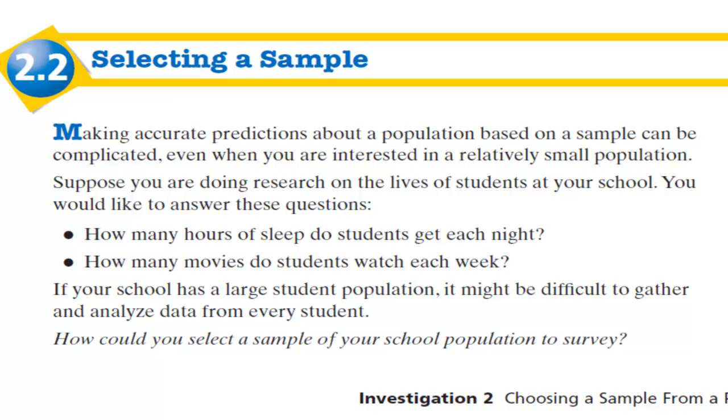Investigation 2.2, Selecting a Sample. Making accurate predictions about a population based on a sample can be complicated, even when you are interested in a relatively small population. Suppose you're doing some research at the lives of students at Prairie Point.